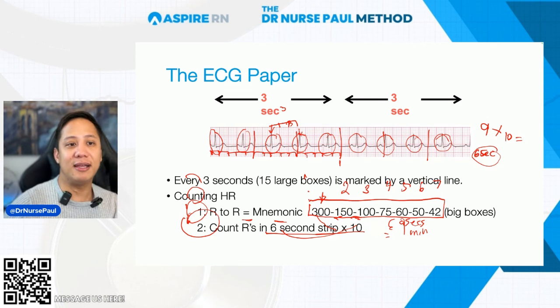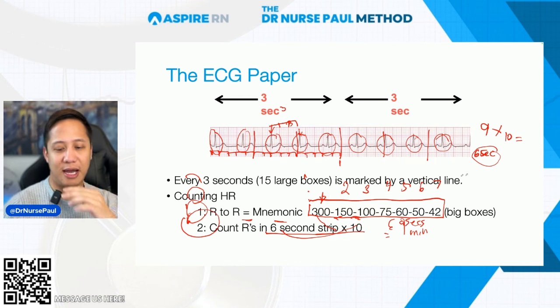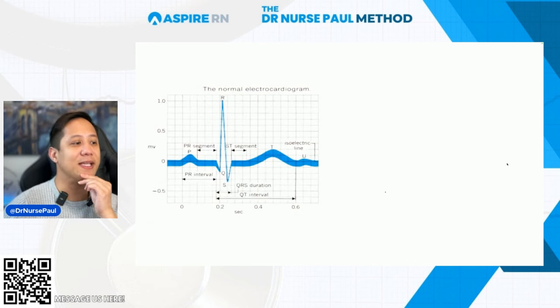If you know the rate, then you can find out what rhythm it is, because some rhythms are abnormally slow and some rhythms are abnormally high. Are we clear? Questions? Preguntas. In Filipino, tanong. Yes or no? Questions? Nada. Nothing. All right. Agree? All right. Okay. Now let's go to your basics of EKGs.